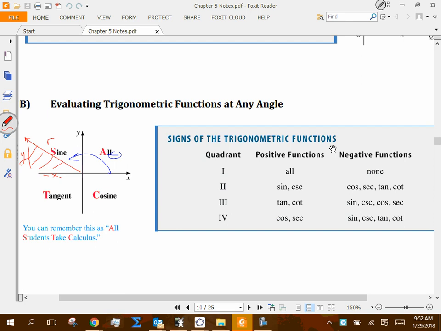As I do my division, any ratio that incorporates the x, or the adjacent side, would be negative. Cosine and tangent both incorporate that adjacent side. So you see then the negative functions are tangent and cosine, those two, as well as their reciprocals, secant and cosecant.